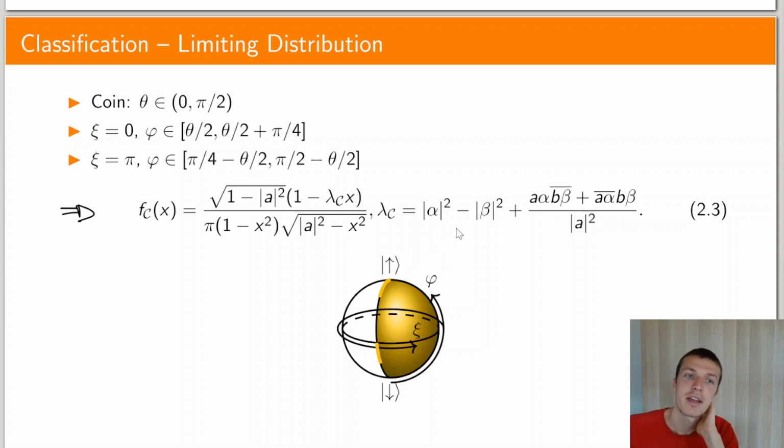And the critical thing is that this parameter lambda c, which appears in the limiting distribution, also classifies the asymmetry of the walk. And here in the Bloch sphere picture I drew the two ranges for some specific theta.